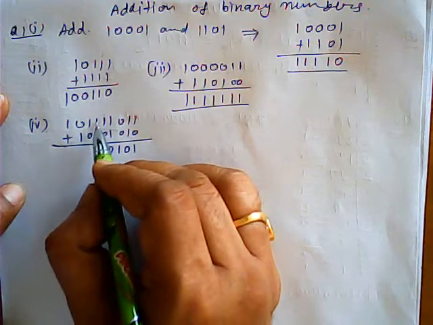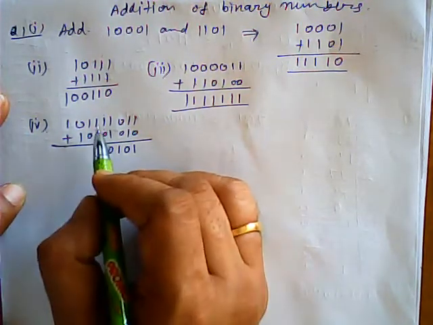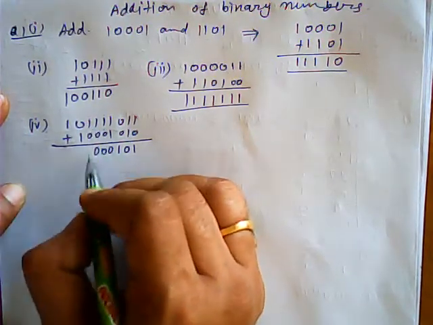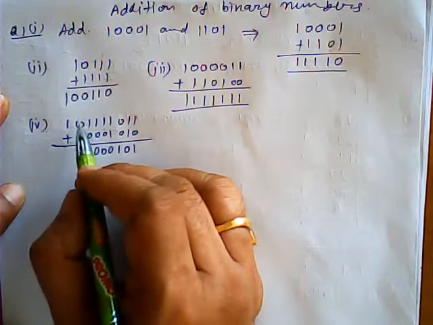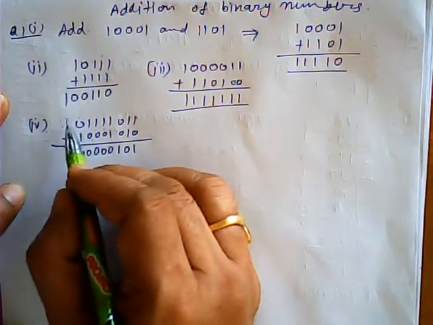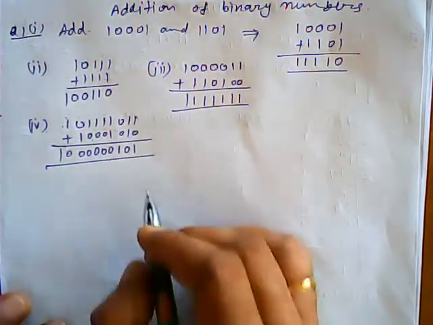1 is carried, so 1 plus 1 is 2, and 2 can be written as 0. 1 is carried over, 1 plus 1 is 2, 2 means 0. 1 is carried over. 1 plus 1 is 2, 2 means 0. 1 is carried over. 1 plus 1 is 2, 2 is 0 and 1 is carried over. This is the sum.